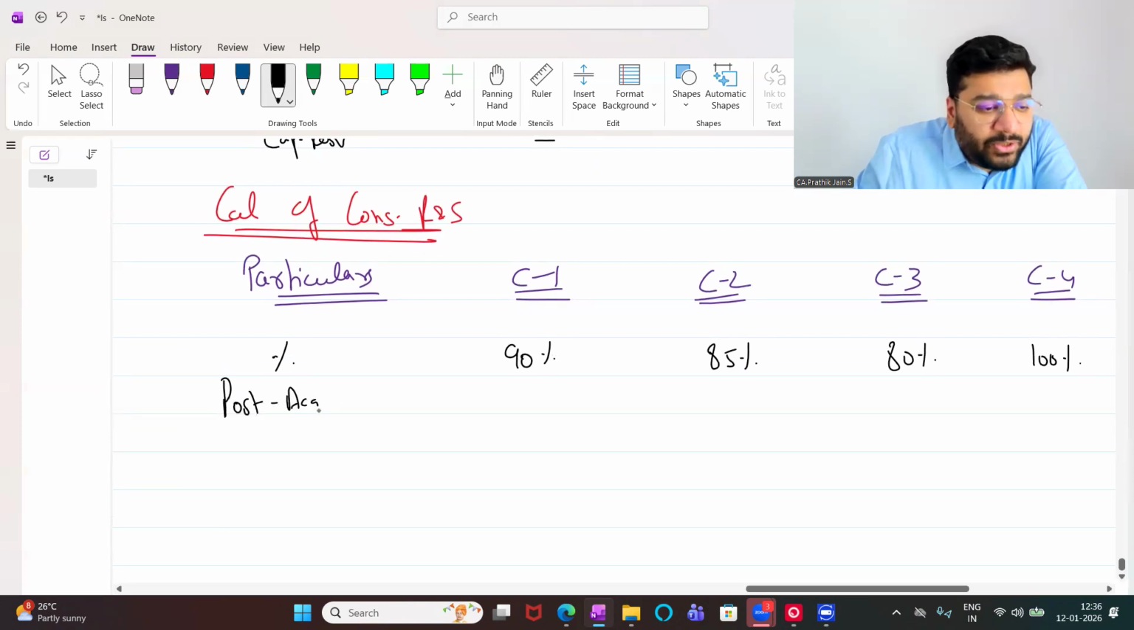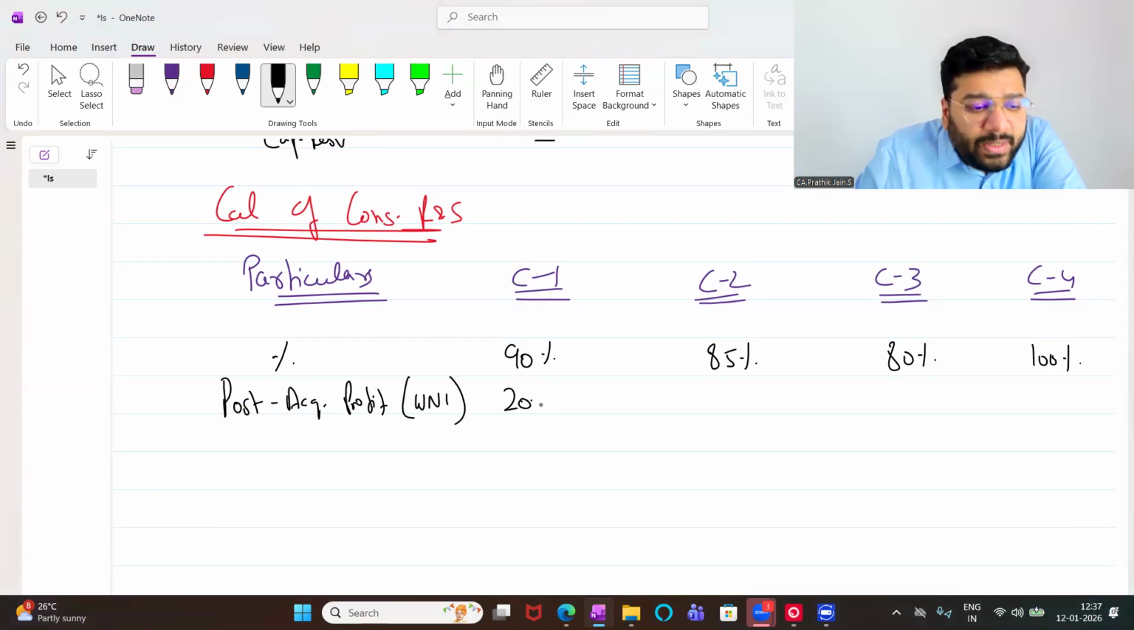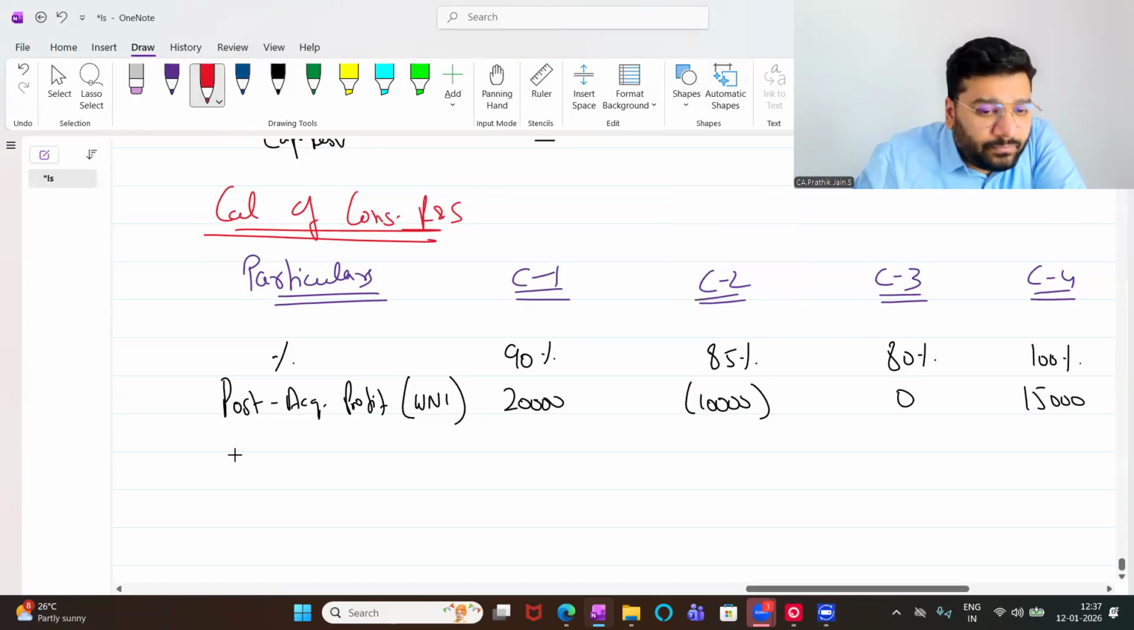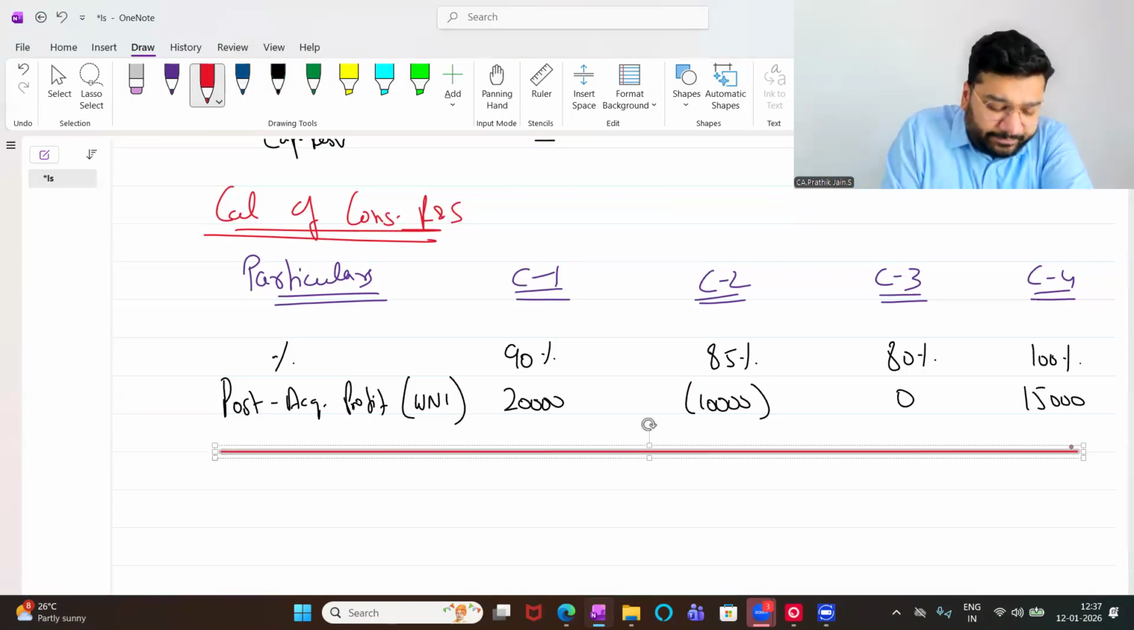Post acquisition profit. You can avoid this still, but I'm just writing it for your convenience. Working note number 1. How much is it? 20,000, negative 10,000, 0, 15,000 positive. This is just the data. This is just a data point.